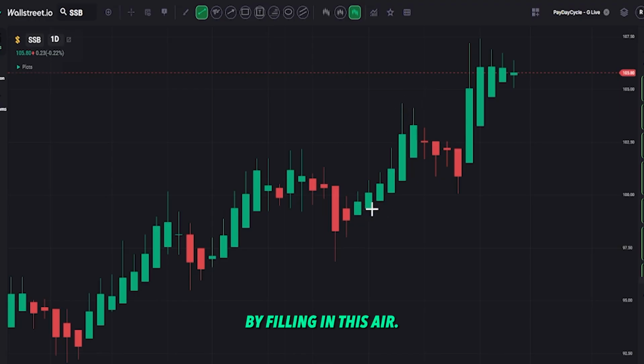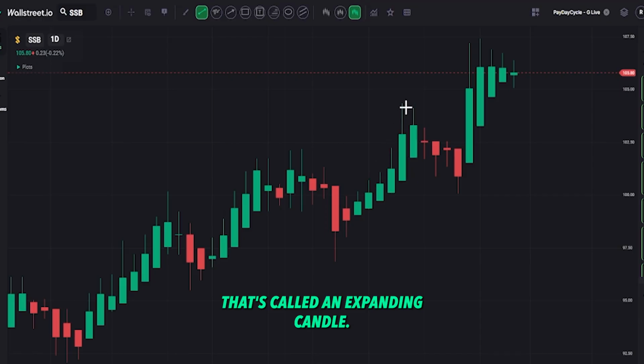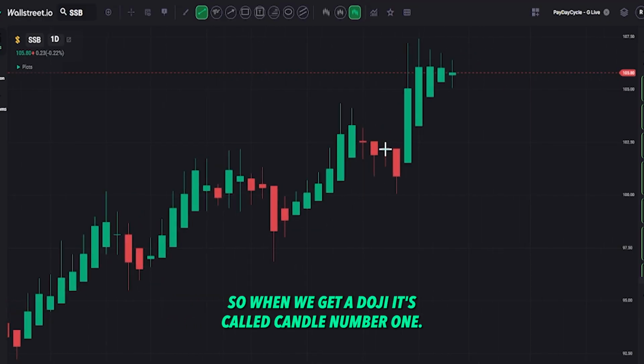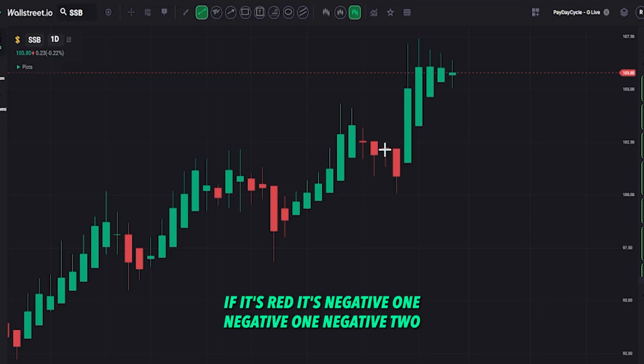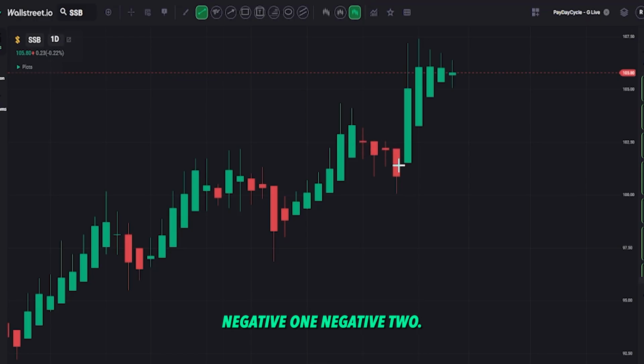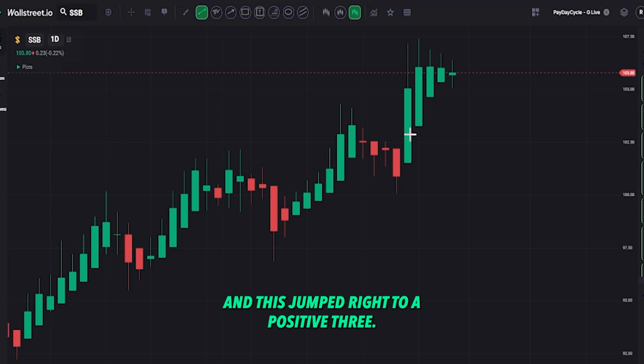And the candle, by filling in this air, look how wide it gets. That's called an expanding candle. So when we get a doji, it's called candle number one. If it's red, it's -1. -1, -2, -1, -2. And this jumped right to a +3. This is a +1. So when you look at a candle, here's a perfect one. +1, because it's green in the first candle.